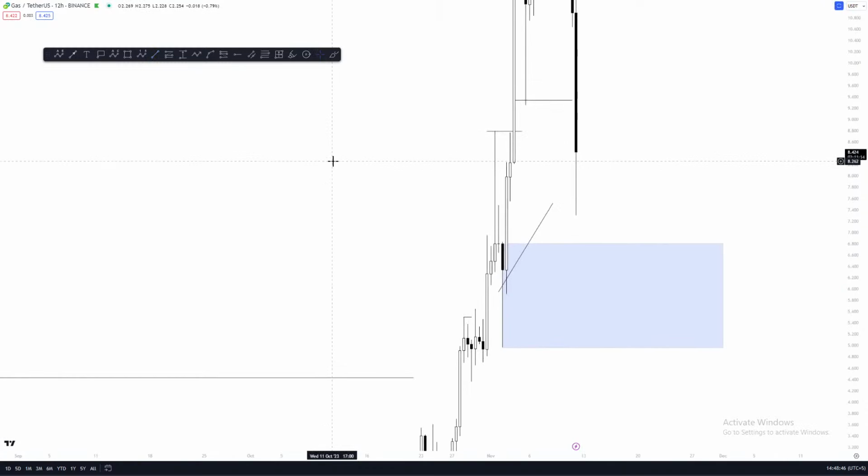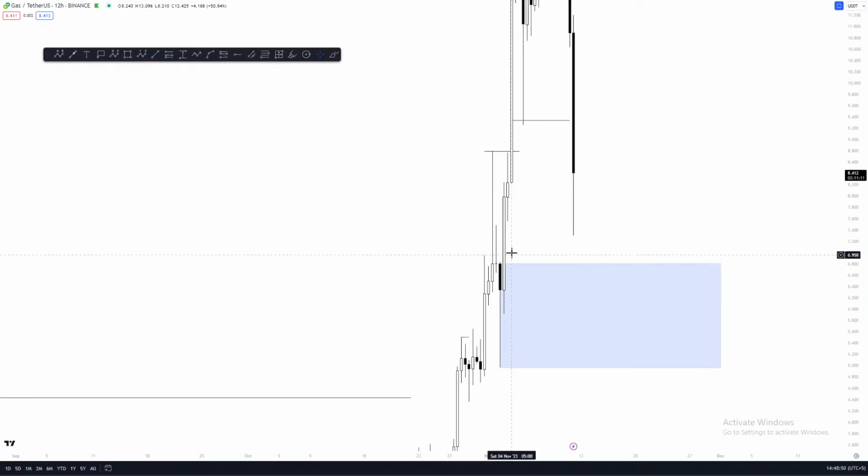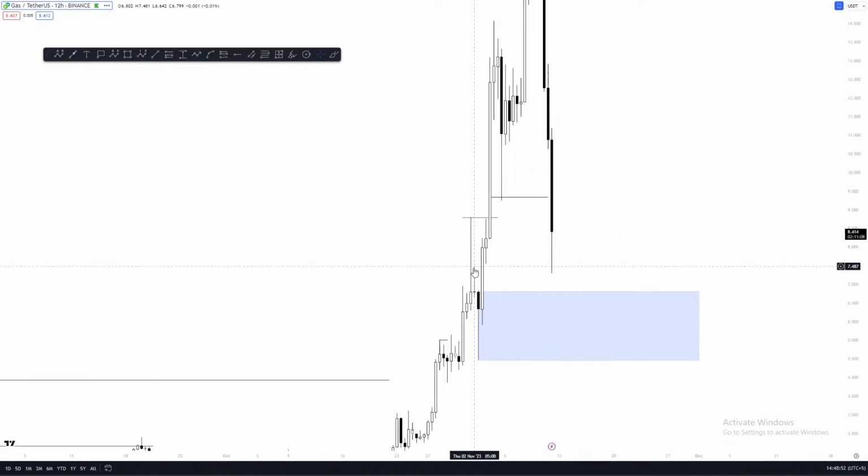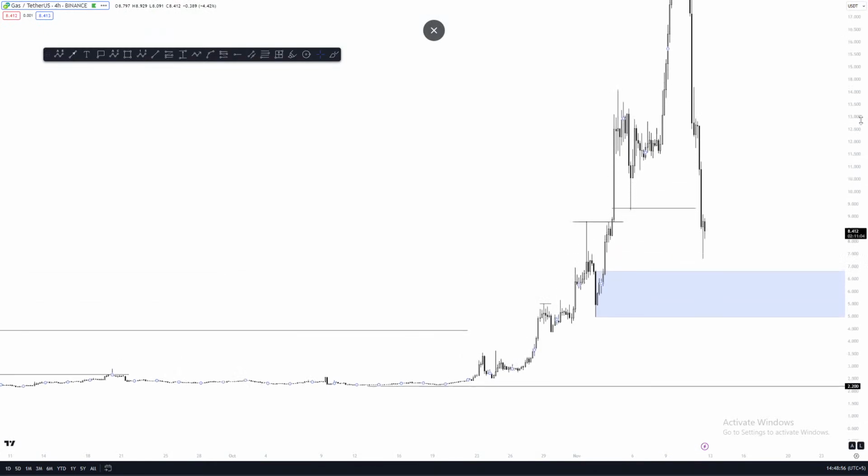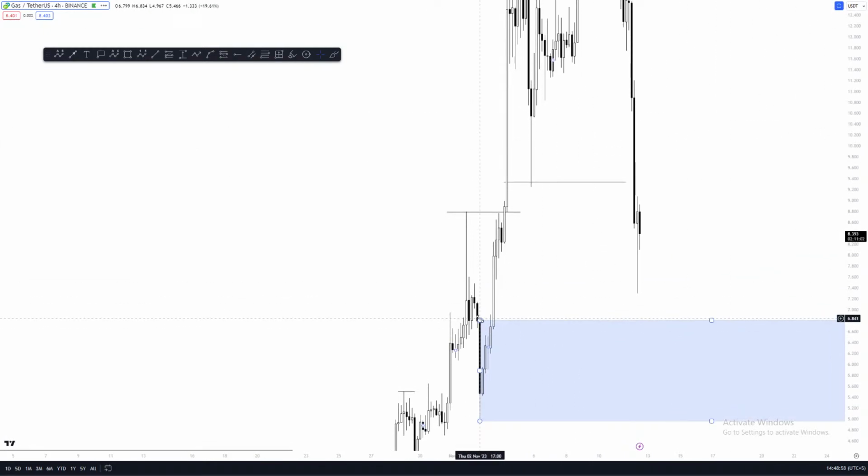This is a SND 2.0 also, and also a real demand zone. So perfect, we can go for this one. So yeah, perfect according to the 12 hour. Same thing on this one. A reaccumulation model is this guy.